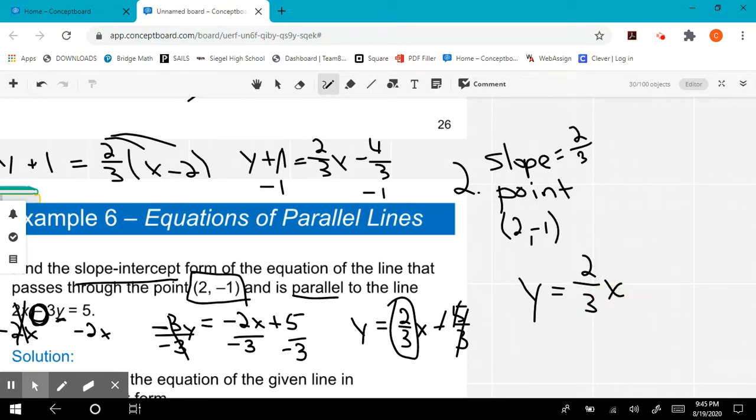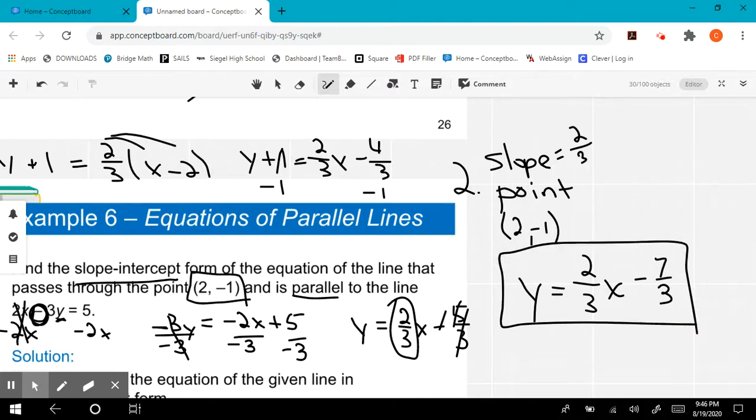Now, what's -4/3 minus 1? You can use your calculator or whatever. -1 would be 3/3. So that's going to be -7/3. That's generally how you would leave it right there. And there it is in slope-intercept form, right?